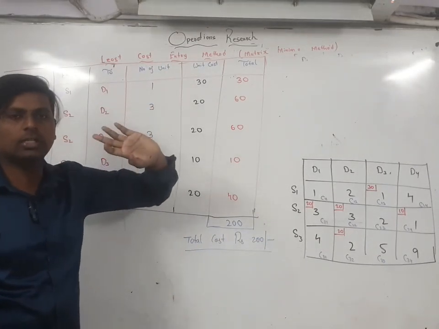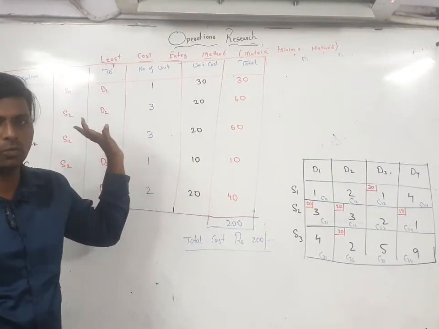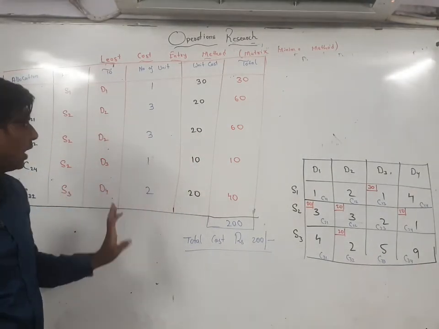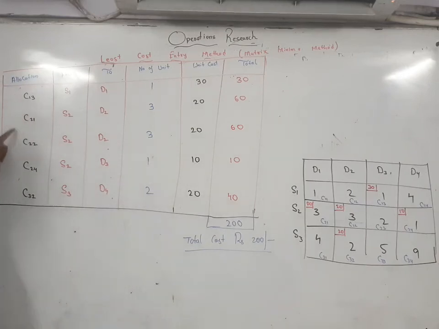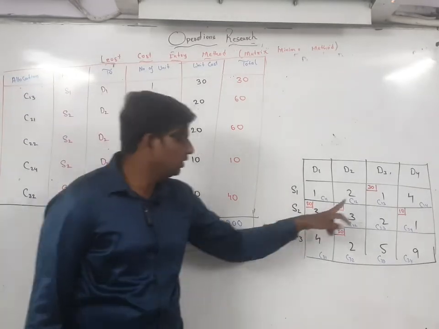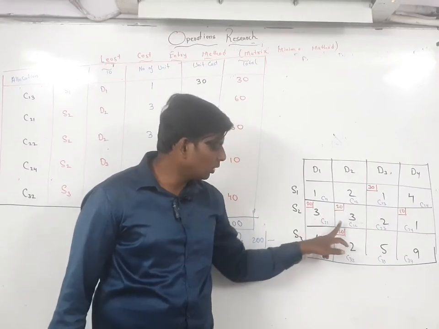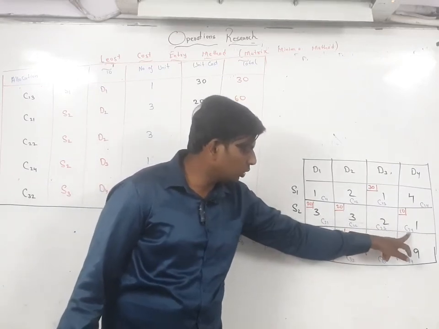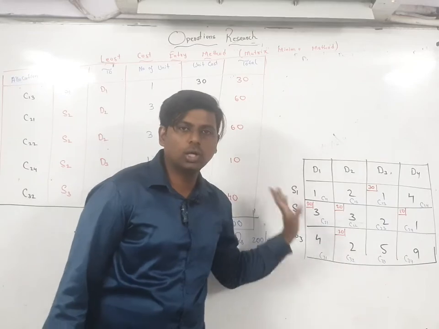Like this, number of columns. And there is no need to check in this method, the least cost entry method. Don't need to check the degeneracy. Directly you can go for the tabular form. In tabular form, first wherever the allocations are there: C13, C21, C22, C24, C32 allocation.